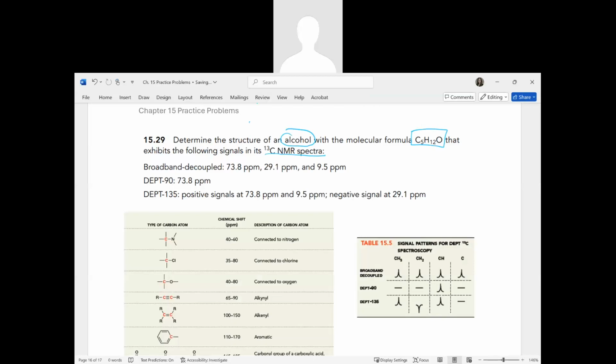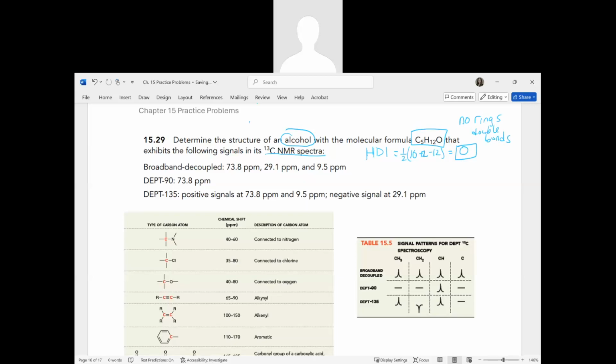So let's first start with a hydrogen deficiency index calculation to find out the degrees of unsaturation. So we can do 1/2, 2 times 5 is 10, plus 2, right? And then minus 12. So we see that we have an HDI of 0. That means that we're not looking for any rings and no double bonds. So that will help us figure out our structure here.